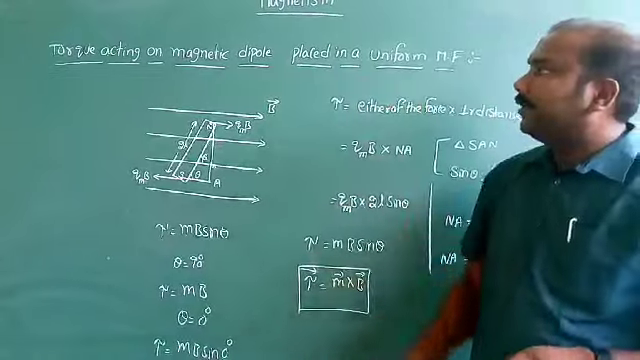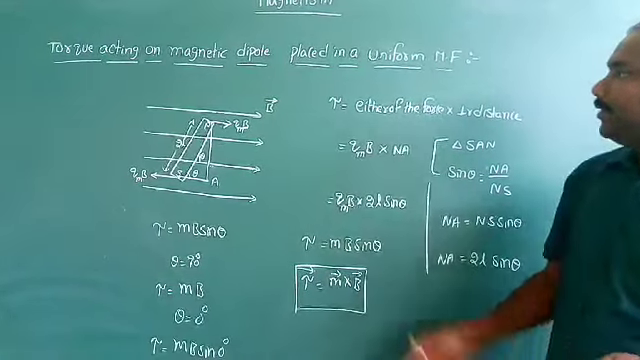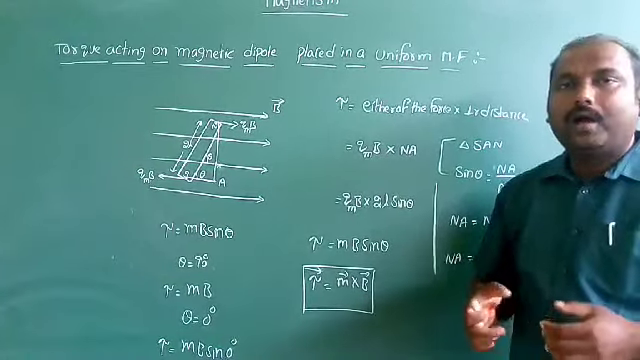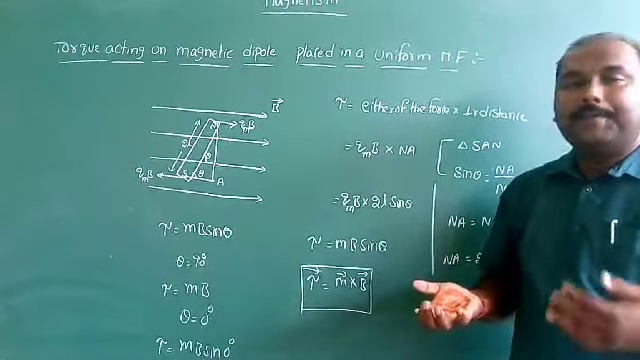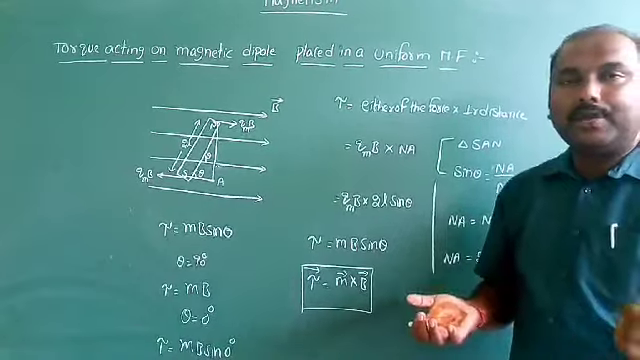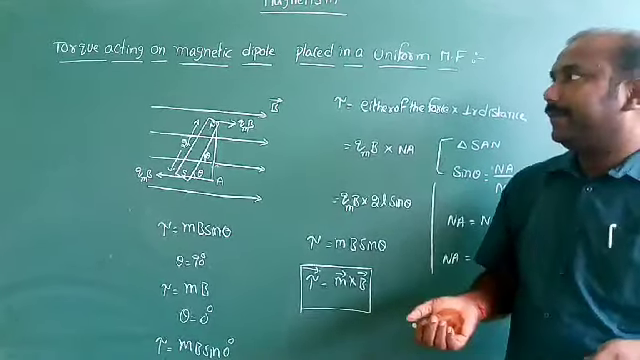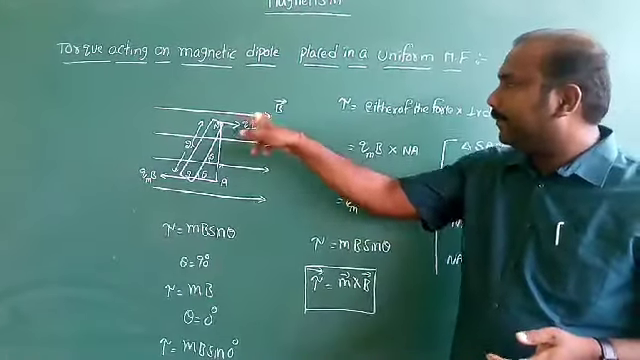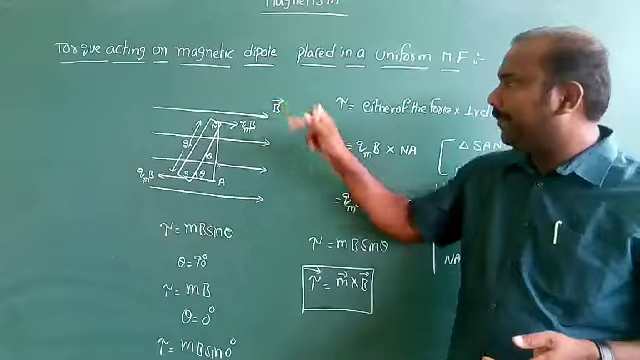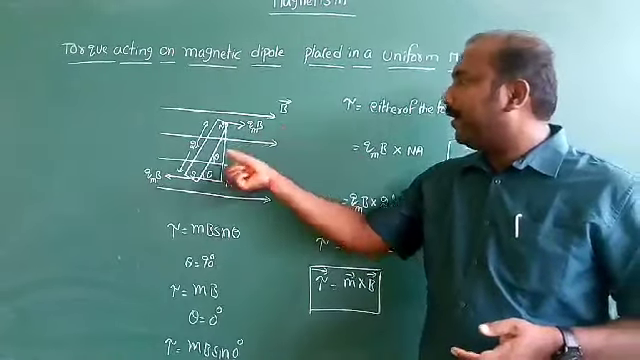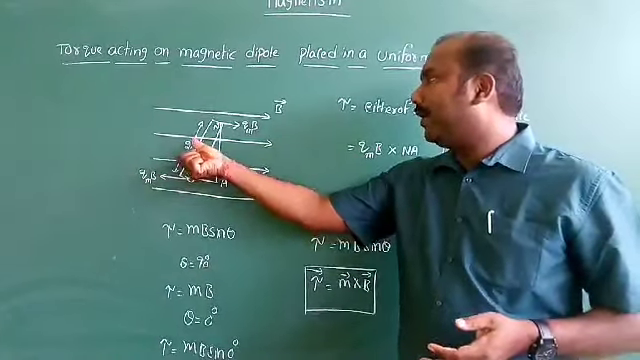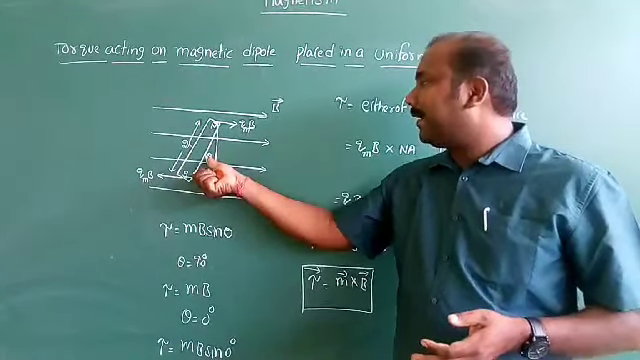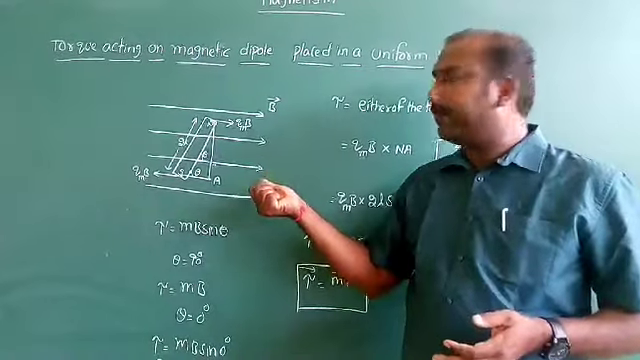So once again, you see the concept. Once again, I'll try to help you understand each and everything. This topic is how torque acts when a magnetic dipole is placed in a uniform magnetic field. See, first I am taking a uniform magnetic field, equally spaced, B bar. In that uniform magnetic field, I kept one bar magnet NS of length 2L. This bar magnet makes an angle theta with the direction of B bar.